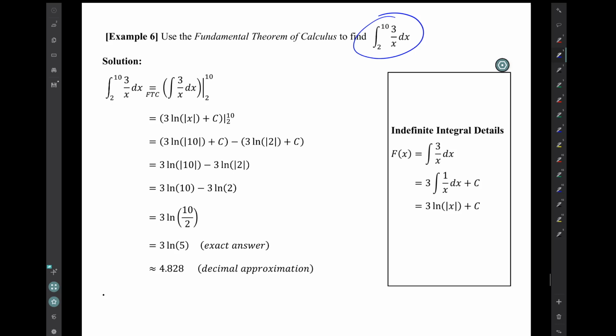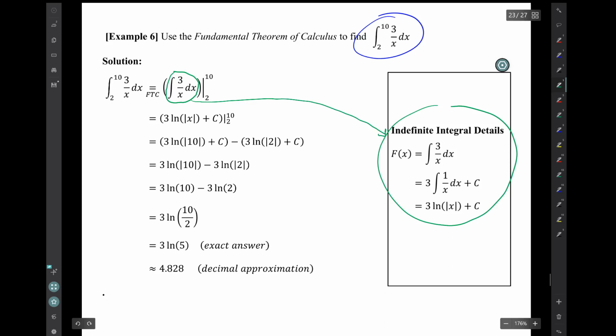Example 6. Use the fundamental theorem of calculus to find this definite integral. Well, we do the same approach. We write down the definite integral that we want to compute. The fundamental theorem of calculus tells us that we can find that definite integral by doing this computation involving the indefinite integral. Then I do the indefinite integral details off to the side. So that indefinite integral that I need, I compute in these steps off to the side. Then I substitute that back in to those parentheses.